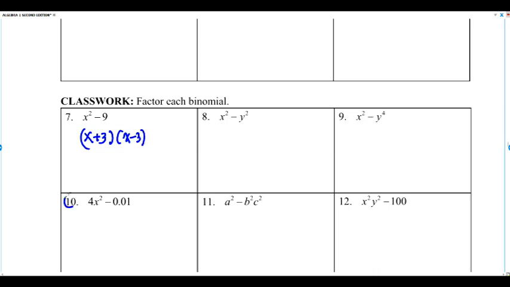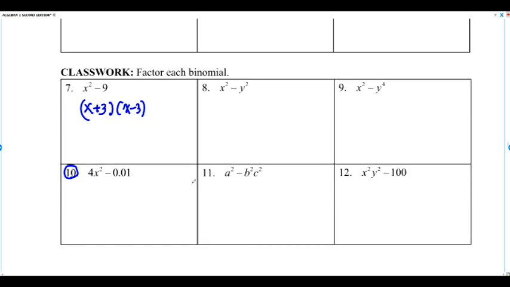What about number 10? No more common factor, right? But the first number is a square number and the second number is also a square number, because this is 2x squared and 0.1 squared. So when we have a difference of two squares, we can factor it this way: 2x minus 0.1 and 2x plus 0.1.